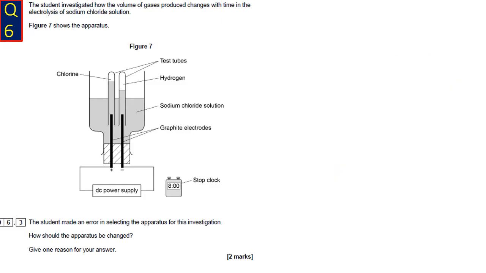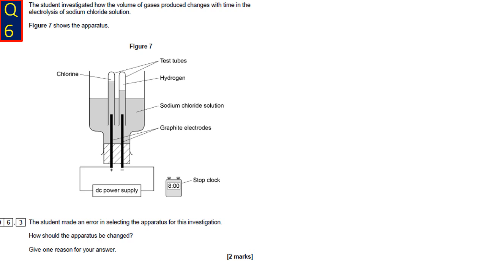So we're showing a different setup here of the electrolysis of sodium chloride solution, and we can see they're collecting gases there. The students made an error in selecting the apparatus for this investigation. How should the apparatus change? So we want to go through, we've got graphite electrode, that's fine, we've got power supply, we've got positive and negative electrode there, it's on DC current, that's all good.